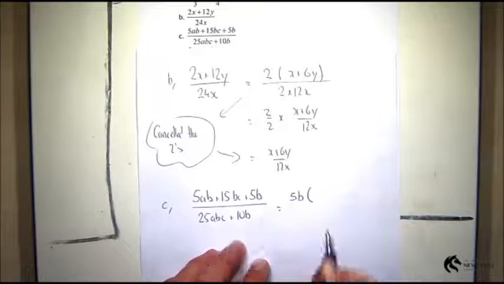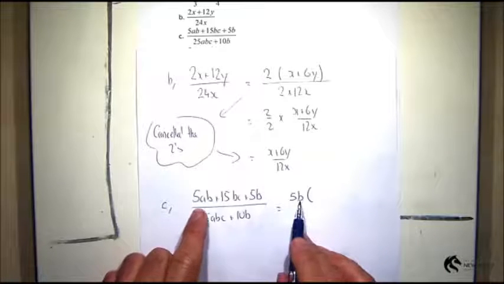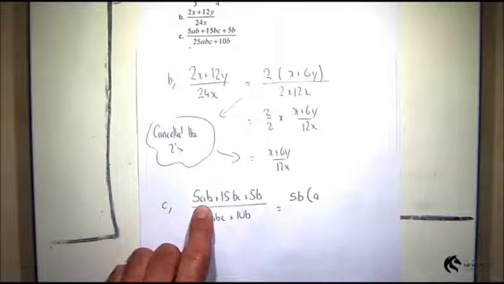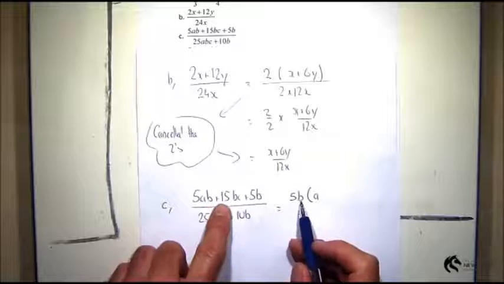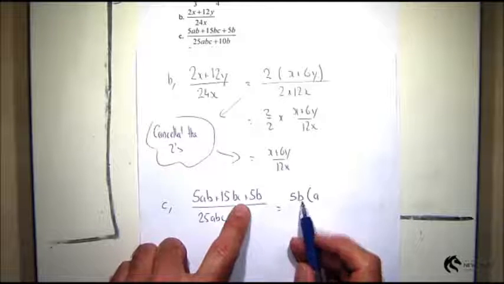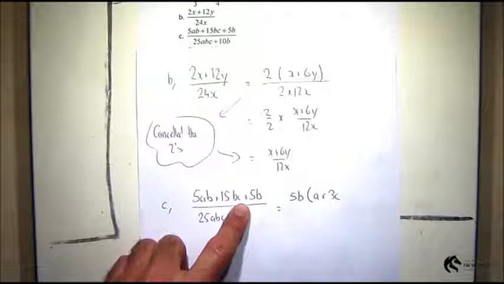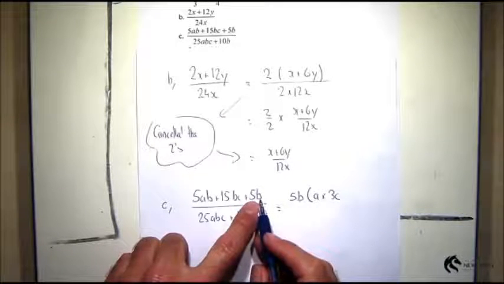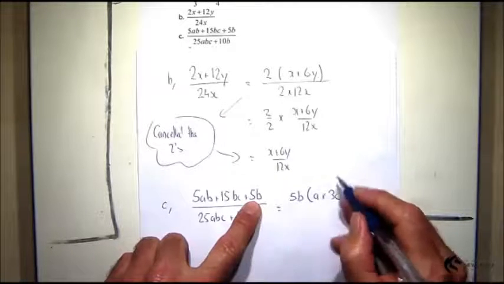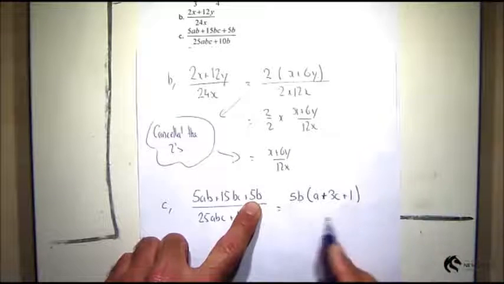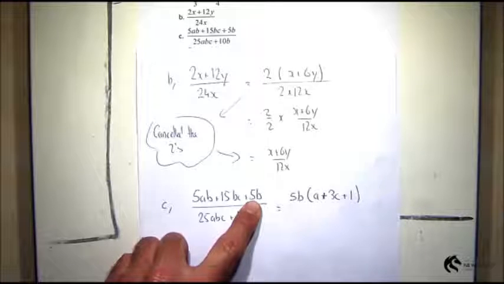5b. Now, what have I got to multiply 5b by to get 5 times a times b? And the answer is a. What have I got to multiply 5b by to get 15 times b times c? 3c. Looks good. And lastly, what have I got to multiply 5b by to get 5b? That should be a plus there, plus 1, because 5b times 1 gives me 5b.